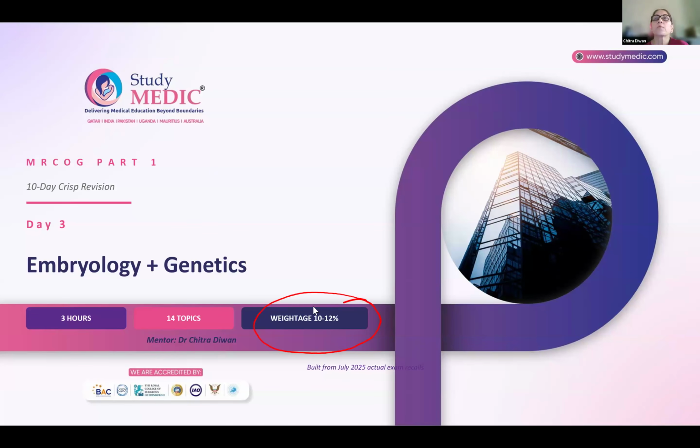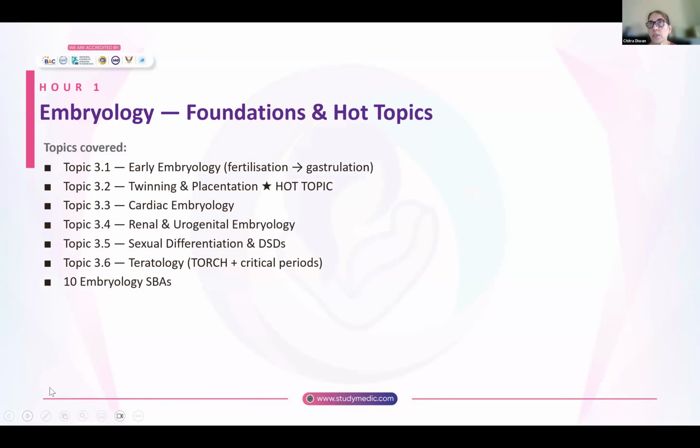We will first start with embryology. Now in embryology, the important topics are early development of the embryo, that means fertilization up to gastrulation. What about twinning? What is the basis, or how do you get formation of the various types of twins? How does the heart or the cardiovascular system develop? Renal and urogenital, because as obstetricians, we are mainly concerned with those two systems. And then sexual differentiation and disorders, what was formerly called intersex, and teratology. And we will be solving important SBAs from the above topics.